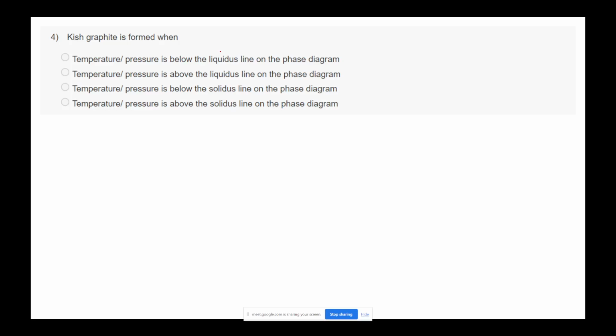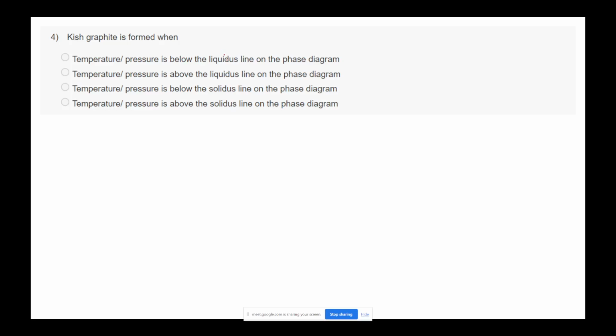So the next question is, Kish graphite is formed when the temperature pressure is below the liquidus line of the phase diagram, above the liquidus line of the phase diagram, below the solidus line on the phase diagram, or above the solidus line in the phase diagram.